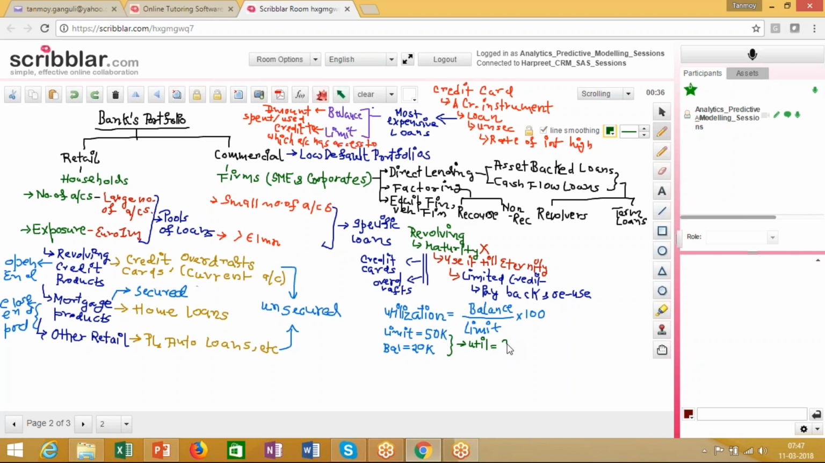The utilization is 20 divided by 50 into 100, which is equal to 40%, right? So this is 20 by 50 into 100, which is equal to 40%.